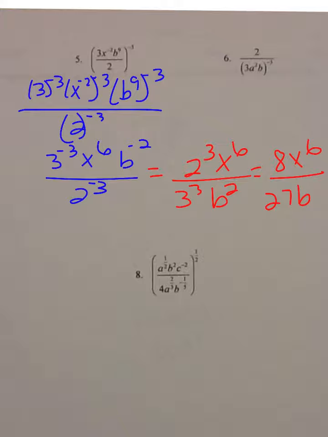To the, actually it should be 27. I don't know if I said 27 here, sorry. So that should be 27. So it's b to the 27. Okay, so let's take a look at number 6.